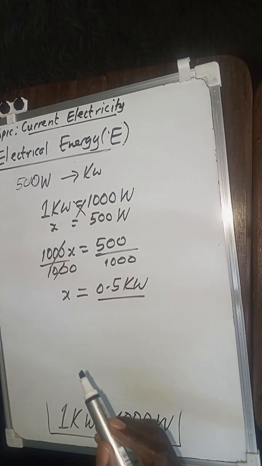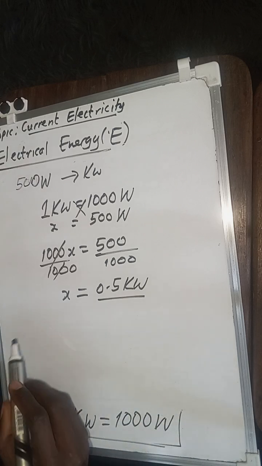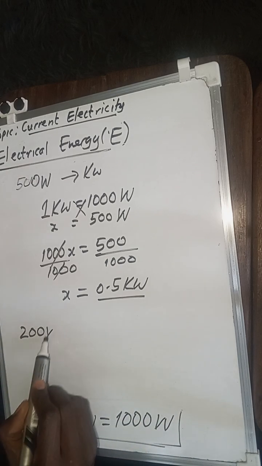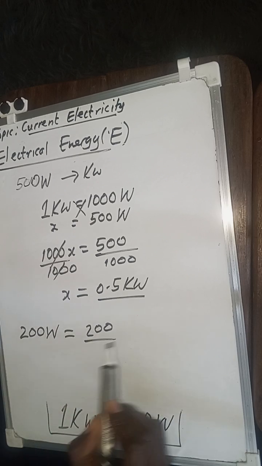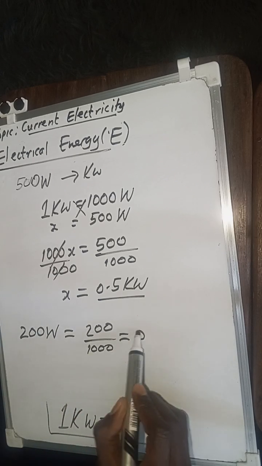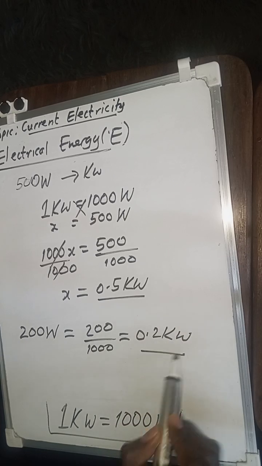So in simple terms, when you're moving from smaller to bigger, you don't need to waste time. If I've given you a watt value and I tell you to convert to kilowatt, just get the 200 and divide that by 1000, which will give you 0.2 kilowatt.